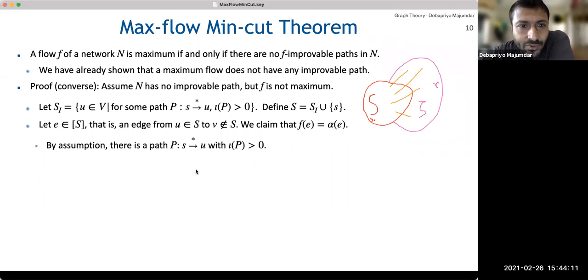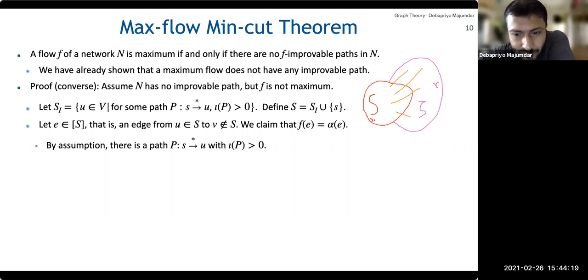Why? Because by assumption, there is a path from S to U with a positive improvement possibility. So by assumption, we know that from S to U, I have a path. Let's say this is my U. I have a path and I can improve this path. Now, this is my edge E.